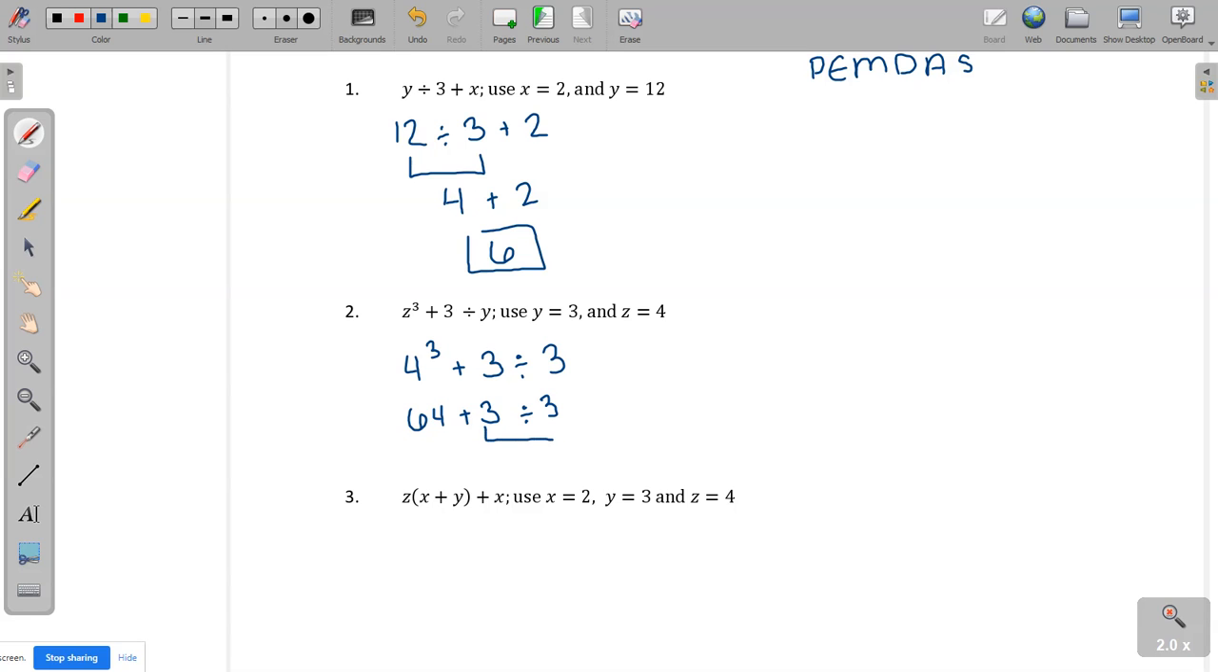Then we have to divide before we add. So 3 divided by 3 is 1. Bring down the 64. And 64 plus 1 is 65.